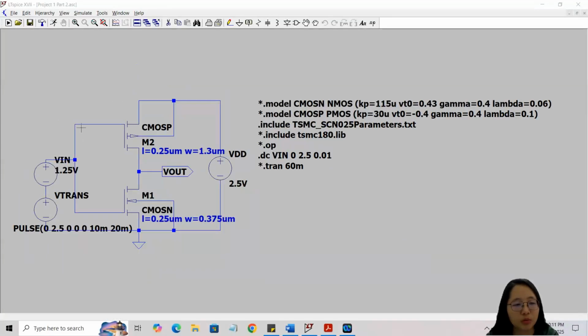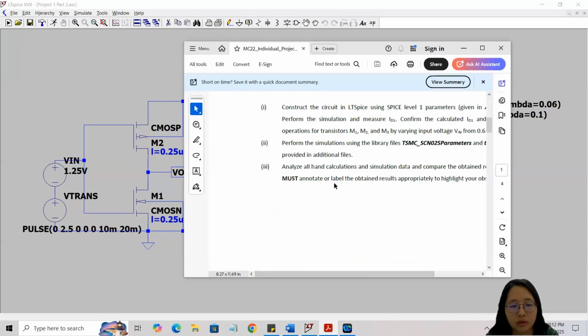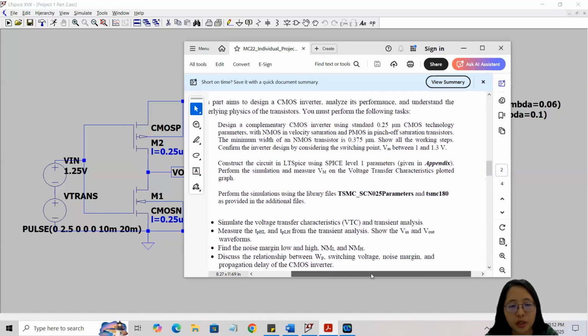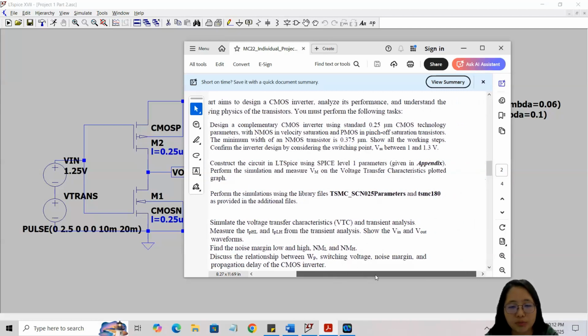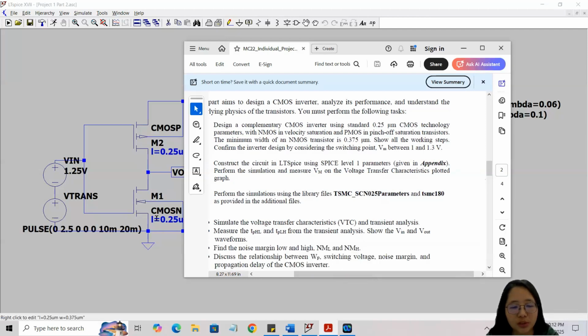So next, I will proceed to project 2. This one is the CMOS inverter from project 2, and I'm using the standard 0.25 μm CMOS technology. My NMOS is in velocity saturation and my PMOS in saturation. For the NMOS transistor, I'm using 0.375 μm, and my VM, which is the Vin, is 1.25 volts.